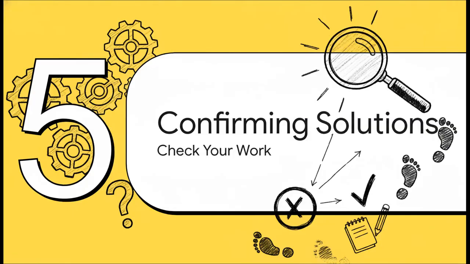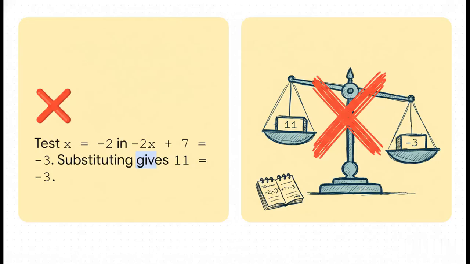Okay, we think we found our culprit. We've isolated x, we have a value, but a great detective never closes a case without being 100% sure. This final step is crucial. You have to verify the solution. Let me show you why this is so important. Let's say we were solving an equation and we made a little mistake and we thought x was equal to -2. Well, when we plug that value back in to check our work, the left side becomes 11, but the right side is -3. 11 does not equal -3. The scales are completely out of balance. Our check just proved without a doubt that we have the wrong suspect.